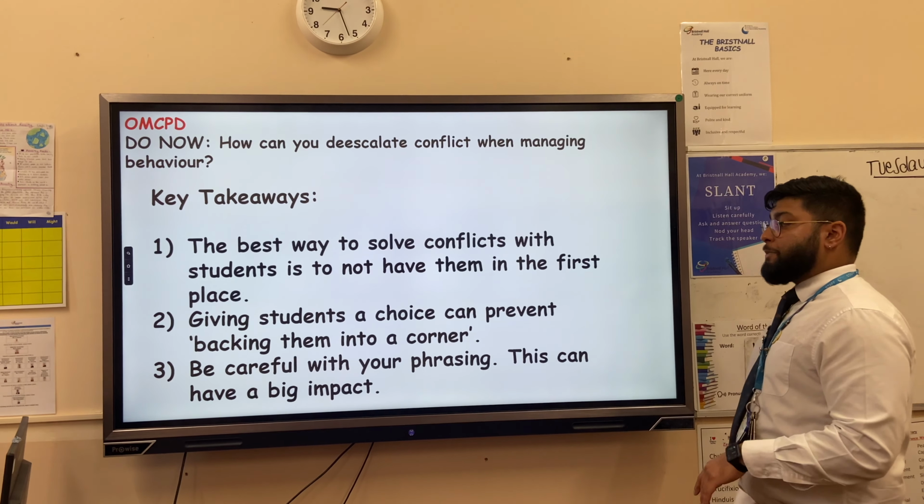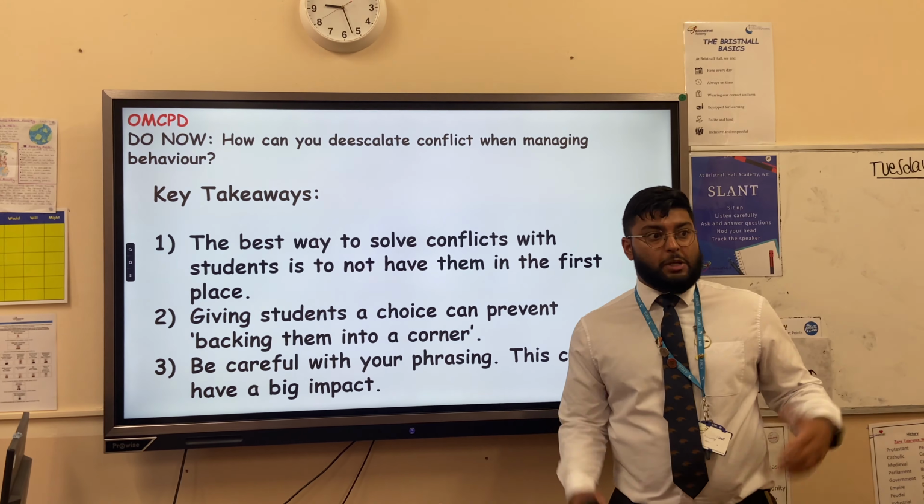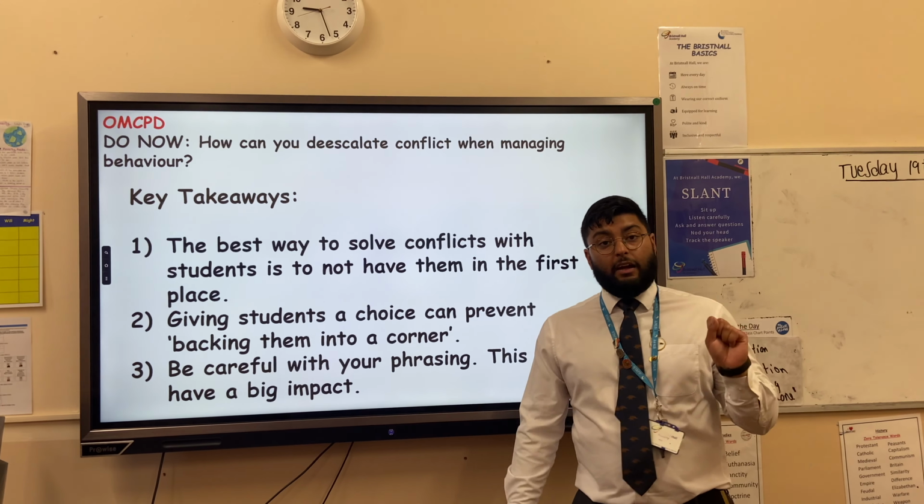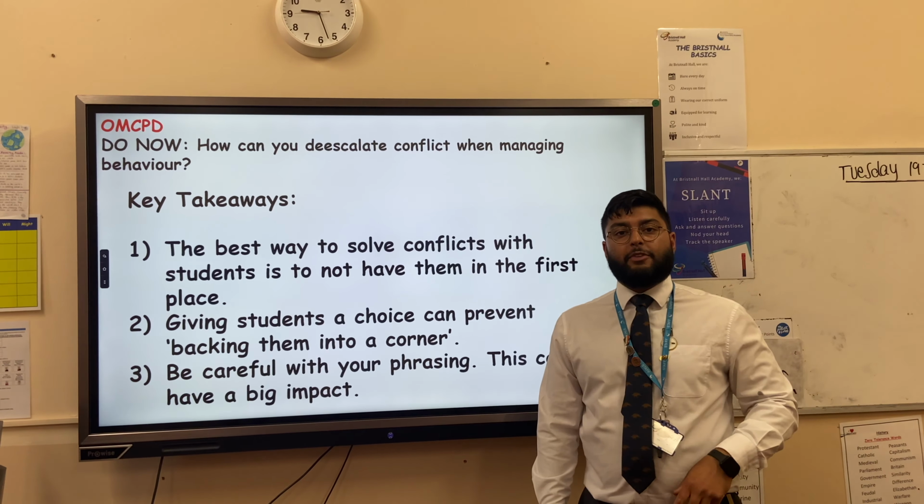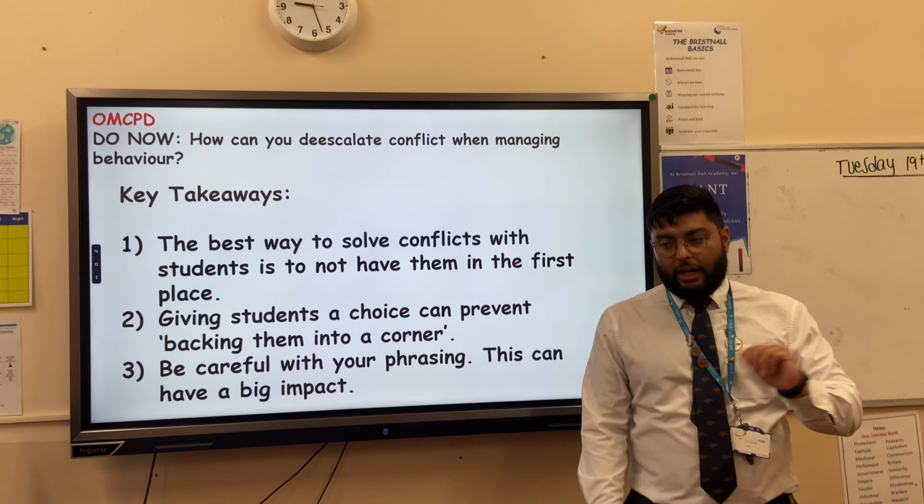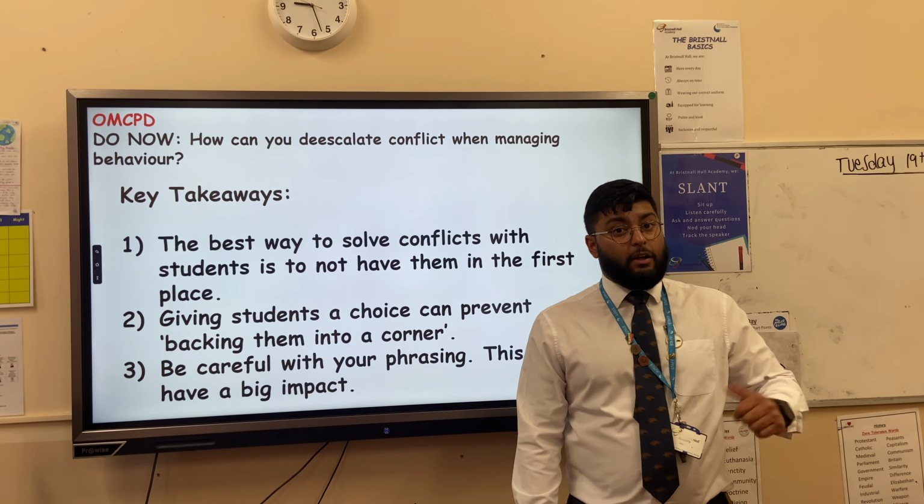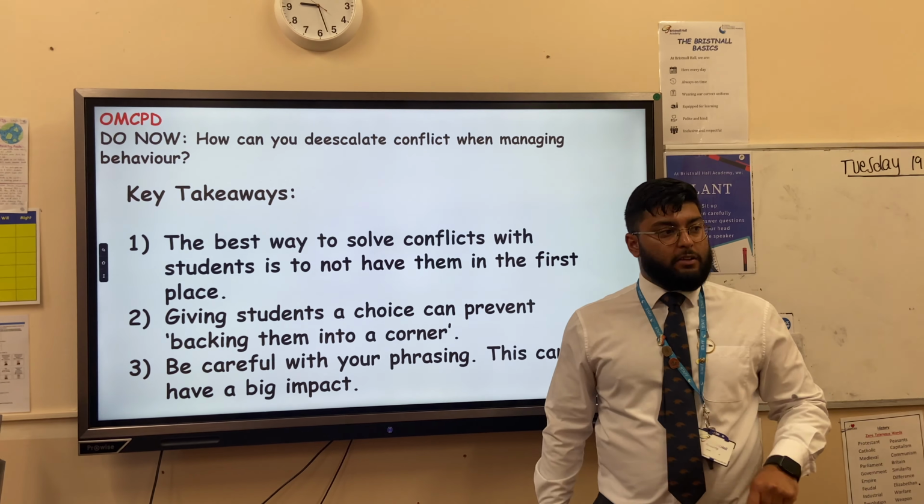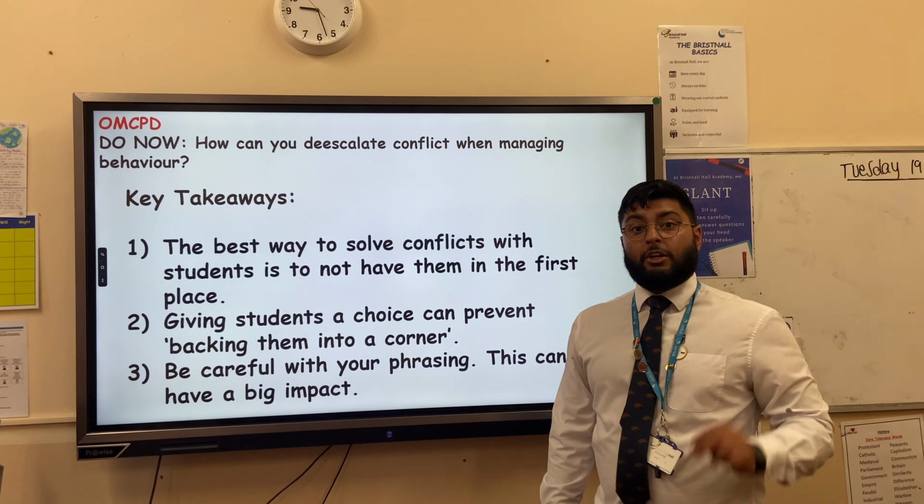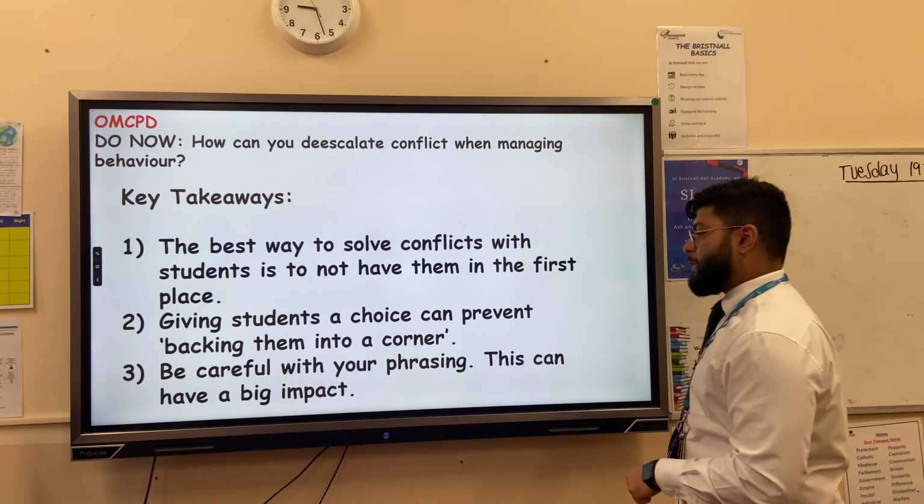Giving students a choice can prevent backing them into a corner. Students are most likely to lash out when they feel that they are backed into a corner, when they feel that they have no choice. So think about how you can use choice ultimately to get what you need or what you expect, but how you can give that student a choice to do the right thing and meet your expectations.